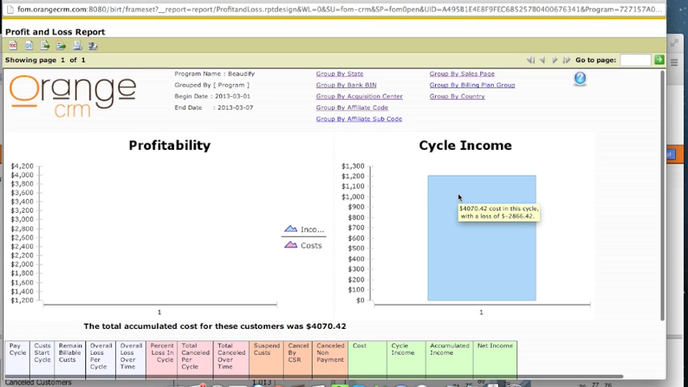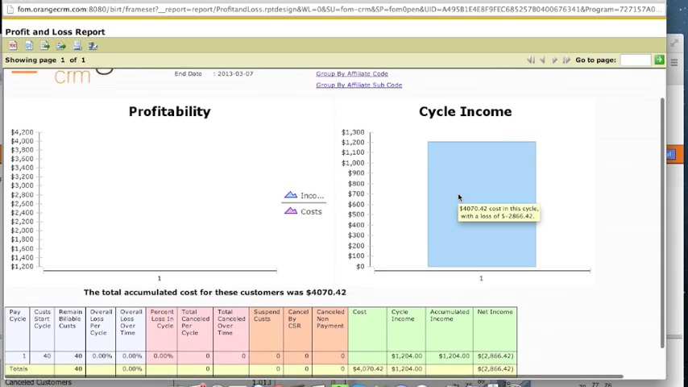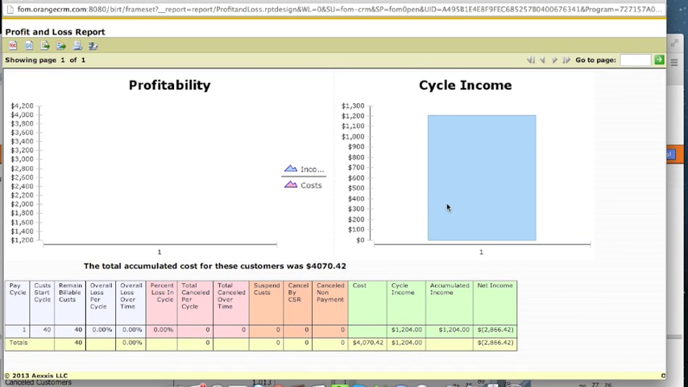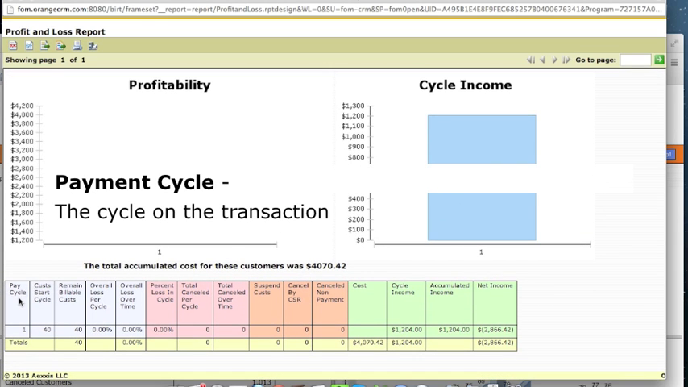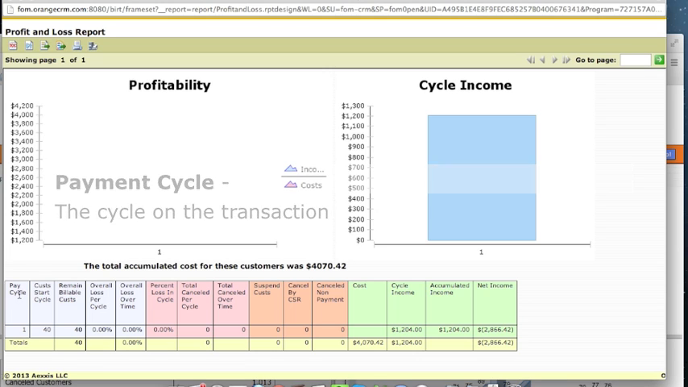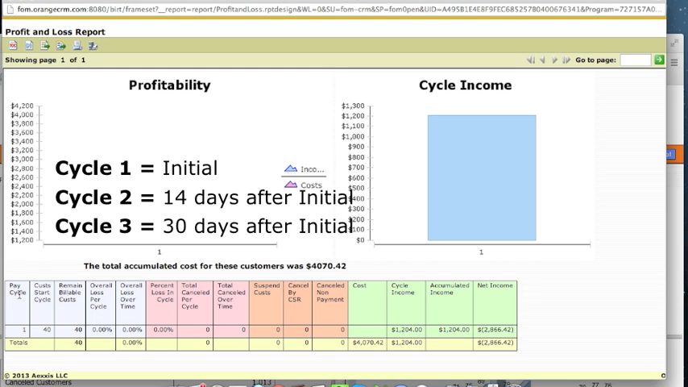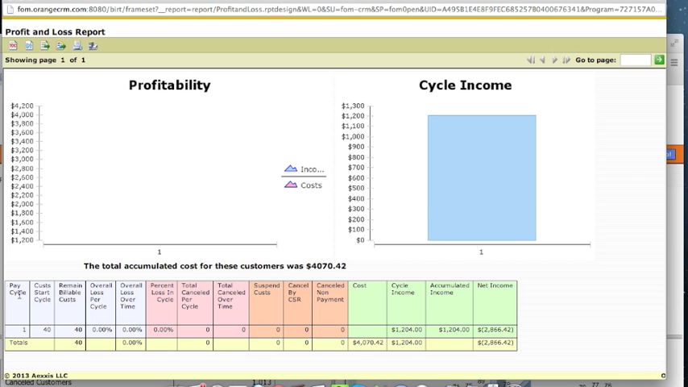Now shown below the chart is the number and how they break out. The first thing we see here is pay cycle. This is the cycle of the transaction. Now we have different transaction cycles within orange. The first transaction cycle is going to be that initial transaction. The second one will be 14 days later. The third one will be 30 days later after the initial, and so forth.